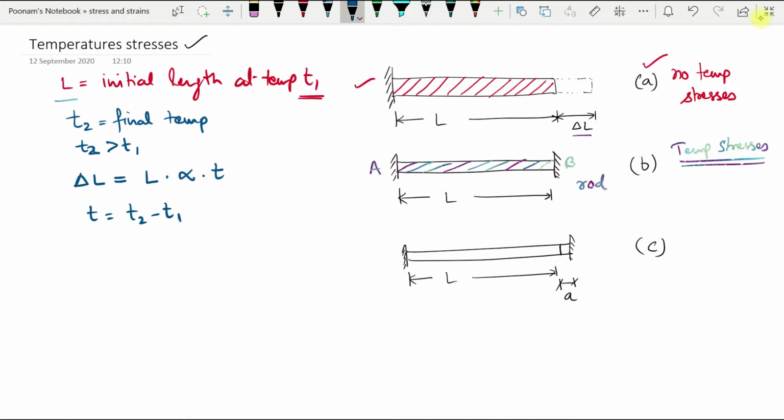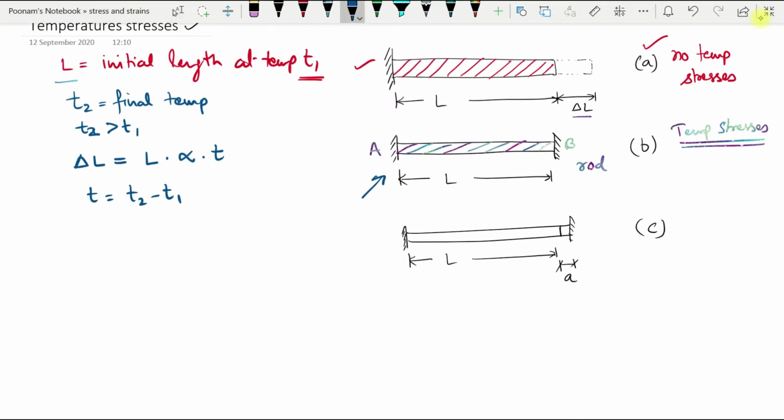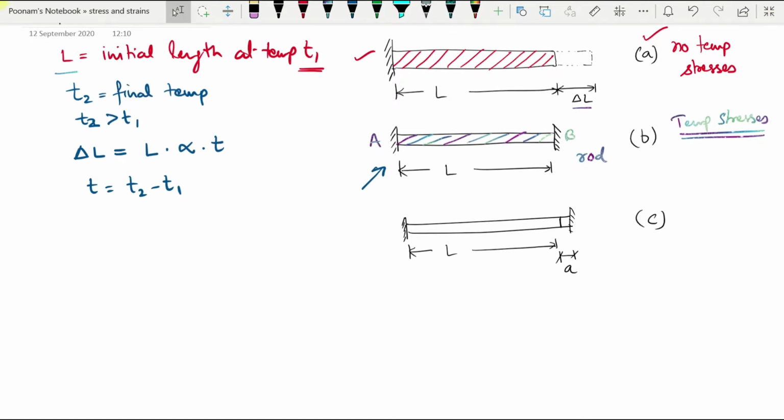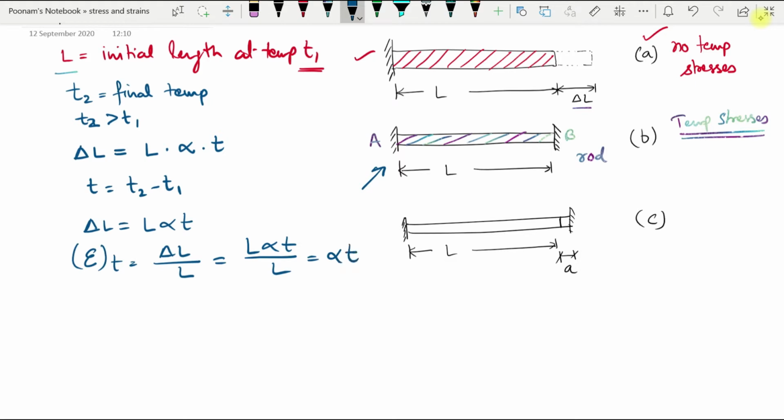Now in this case the bar will be stressed. The steel rod will experience temperature stresses because the change in length is prevented by the fixed supports at A and B. So you can say the bar is constrained and its expansion is prevented. The temperature stress induced can be calculated as follows. We already know that change in length is equal to L alpha delta T. So strain, you can say thermal strain, can be calculated as change in length by original length. It will be L alpha delta T divided by L. So it will be alpha delta T.